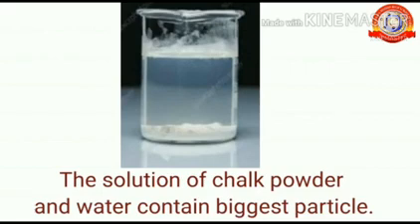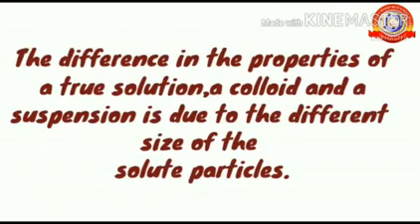So, let's compare the peculiarities of colloids, solutions and suspensions. The difference in the properties of a true solution, a colloid and a suspension is due to the different sizes of their solute particles. The solute particles in a true solution are very small. The solute particles in a colloid are slightly bigger, whereas the solute particles in a suspension are quite big.